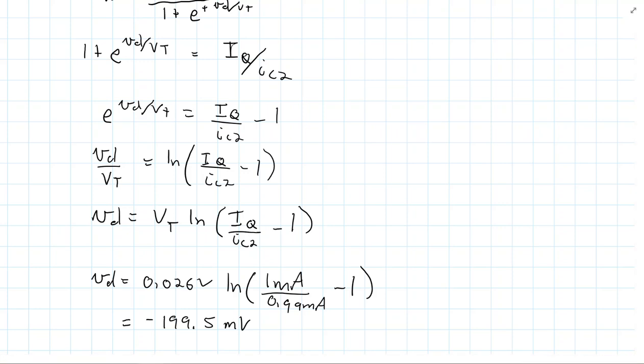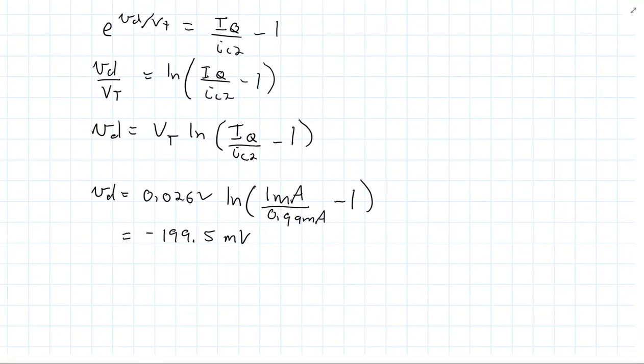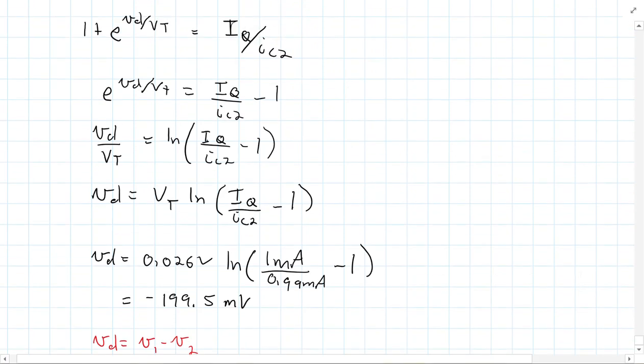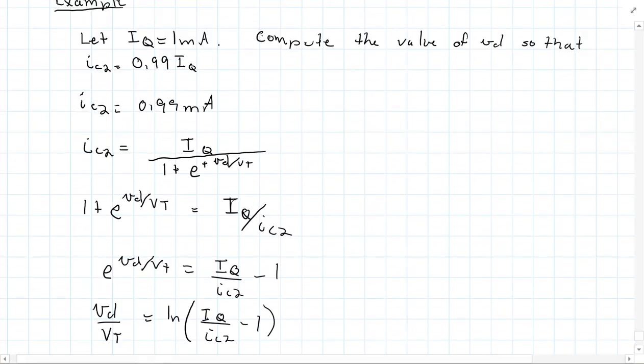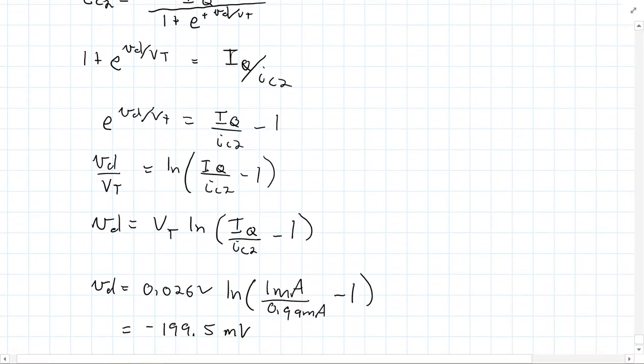Now, what I want to point out with this example is notice that the difference in this voltage is still pretty small. It's 0.2 volts is the difference, because remember VD is defined as V1 minus V2. So it's not saying that V1 or V2 is 0.2 volts. It's saying the difference between them is 0.2 volts. And a difference of 0.2 volts between them means that IC2 is 0.99 milliamps, which means almost all the current's going through IC2. In other words, IC1 is practically zero, so it's almost like transistor 1's off at this point.